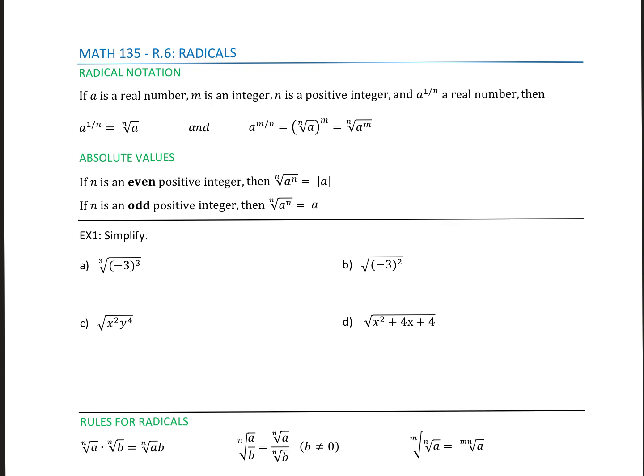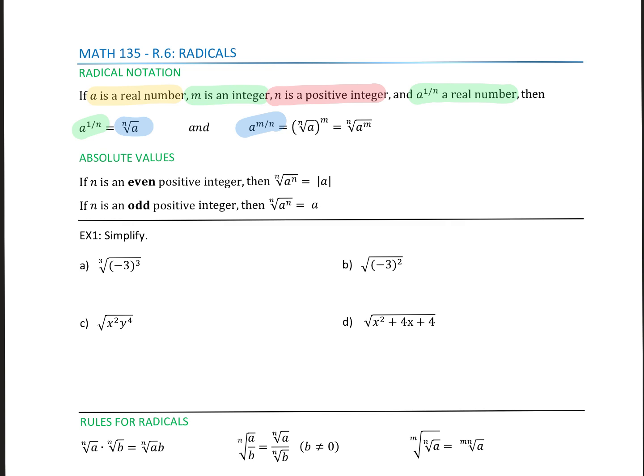All right, again, for some radical notation: if a is a real number, m is an integer, n is a positive integer, and a to the 1 over n is a real number, then what do we know? Well, a to the 1 over nth power equals the nth root of a, and a to the m over n equals the nth root of a raised to the mth power. Say that again: the nth root of a to the m power.